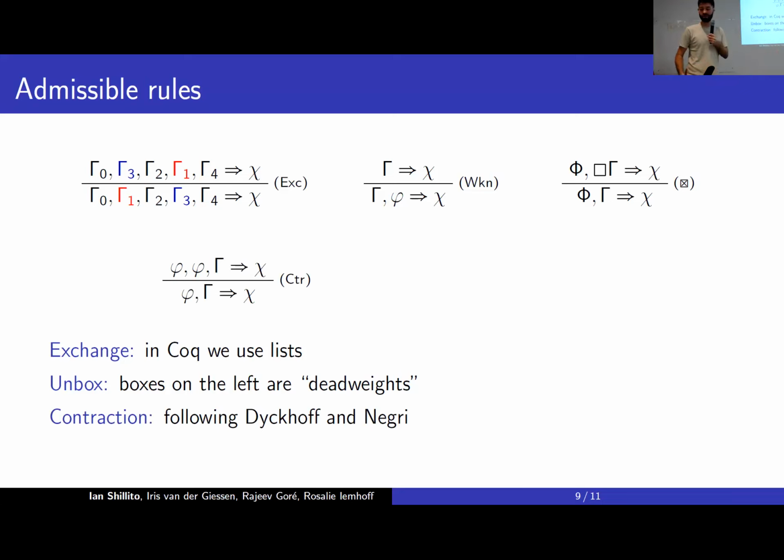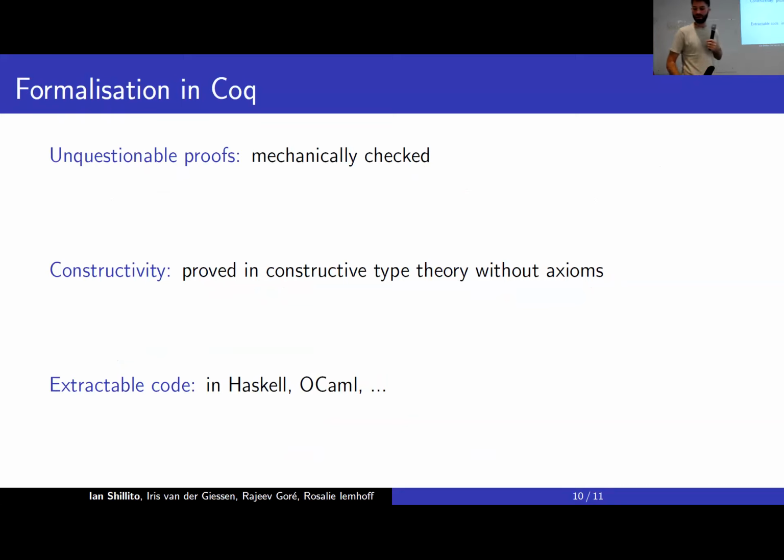And so, yeah, we formalize everything in Coq. So our proofs are simply unquestionable. They are mechanically checked. There is no ambiguity. There is no hole. There is no "the details are left to the reader." Everything is rock solid. And we proved everything in constructive type theory without axioms. And what that implies is that we can actually extract some code which does exactly the elimination of cuts on proofs. Which we haven't used yet, but it's there for whoever wants to use it. And if anyone finds a use for it, please feel free to take it.